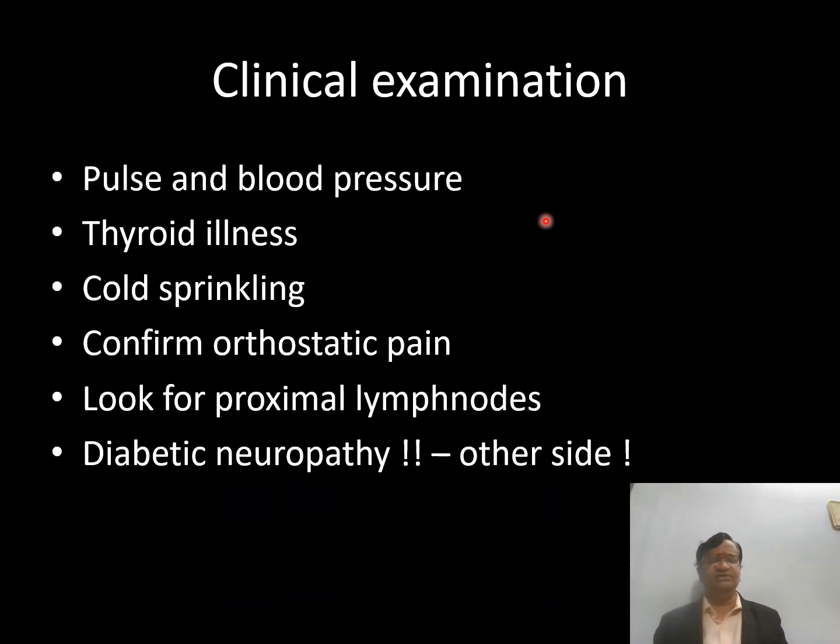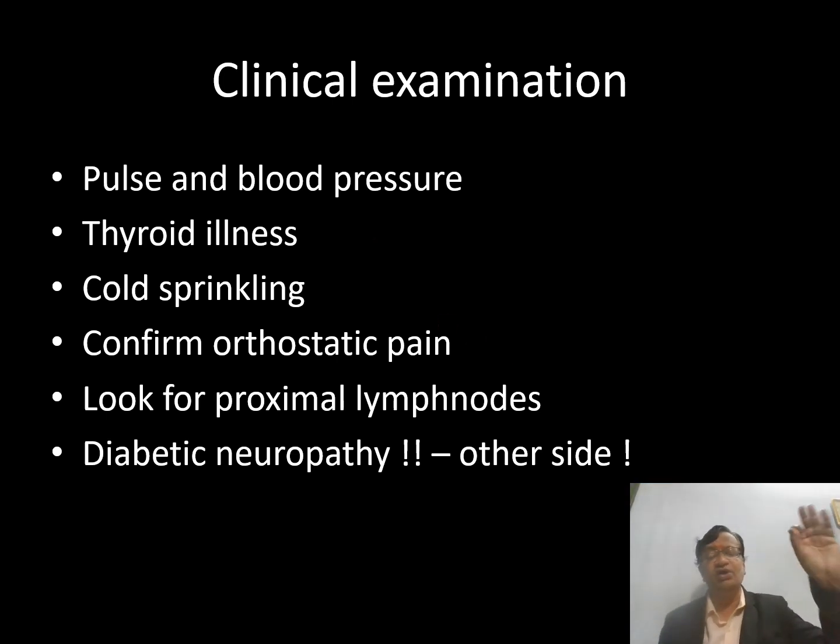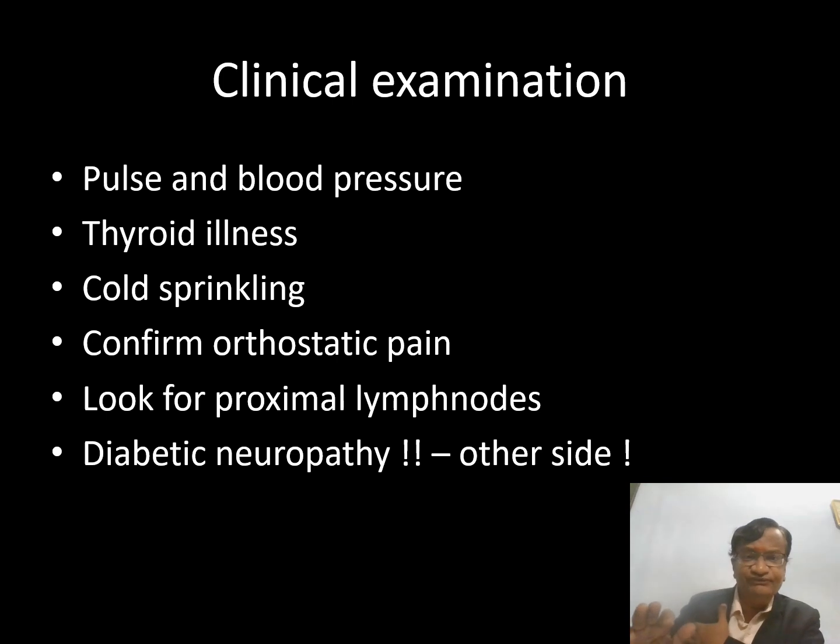Clinical examination, what will you see? There may be swelling, edema, pulse and blood pressure you have to see. You have to see the pulse on this side also. You have to see thyroid, urological and GI dysfunction. Confirm orthostatic pain and look for regional lymph nodes because sometimes there may be swelling and this may be lymphatic edema and there are lymph nodes here due to some other cause. Think of diabetic neuropathy because there may be swelling here. There is also swelling here. You should think because it can occur in all the four limbs, but it is rare. So think of other diseases.